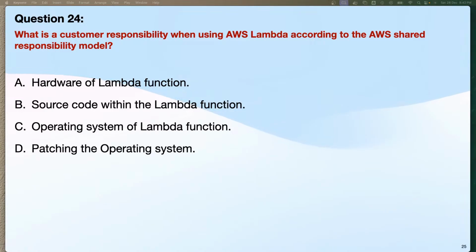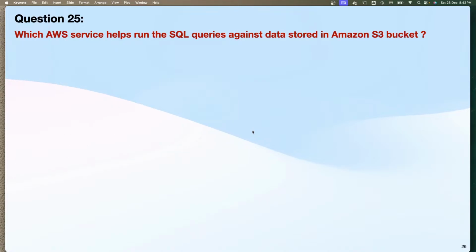So in AWS Lambda, the hardware of the Lambda function we don't manage, correct? So it's not a customer responsibility. Source code within the Lambda function makes sense, correct? But let's evaluate C and D. Operating system of the Lambda function, no, we don't need to manage. Patching, no, we don't need to manage because it's a serverless managed AWS compute service. So the answer is B here.